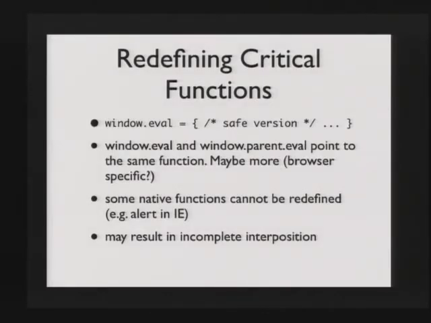So let's show a quick example how this would work. For example, if you have window.eval, which allows dynamic code execution, you would want to define a safe version of that that in the end calls the original function. However, there might be several aliases to the same function. For example, window.eval and window.parent.eval would point to the same function. And there may be more. Maybe some of them might be browser specific. So it's kind of hard to guarantee complete interposition here, right? And some native functions cannot be redefined. For example, in Internet Explorer, the alert function that shows a pop-up cannot be redefined.